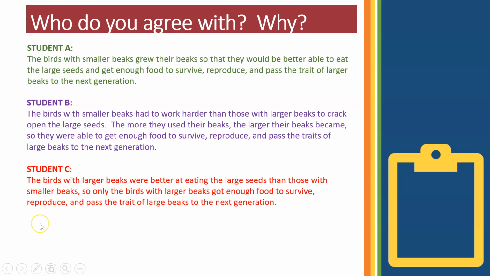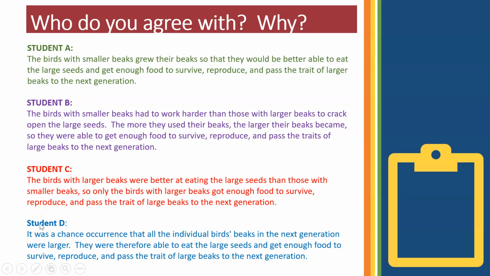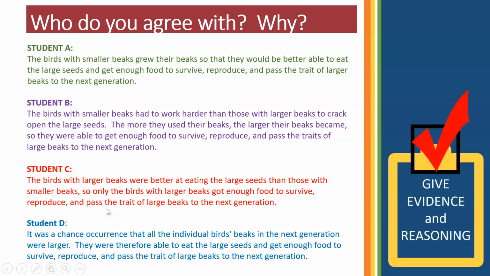And student D said, it was a chance occurrence that all the individual birds' beaks in the next generation were larger. They were therefore able to eat the large seeds and get enough food to survive, reproduce, and pass the trait of large beaks to the next generation. Which student do you agree with, and why? Take a moment to write your response on your journal slip. Make sure to give evidence and reasoning.